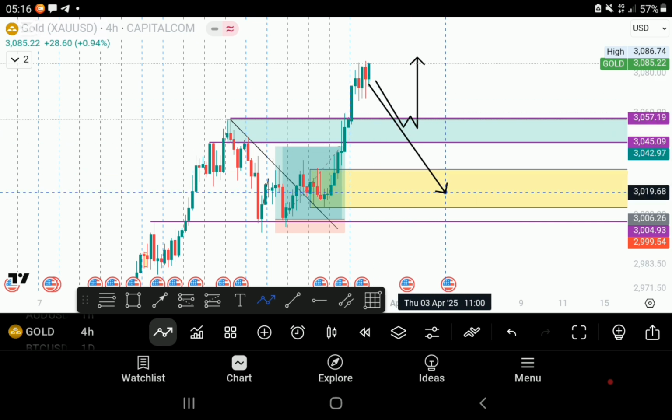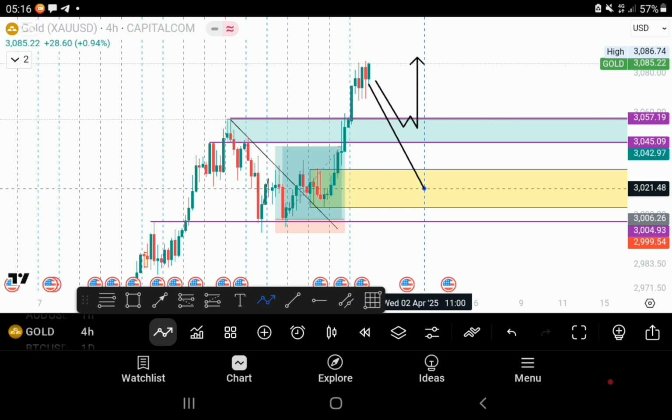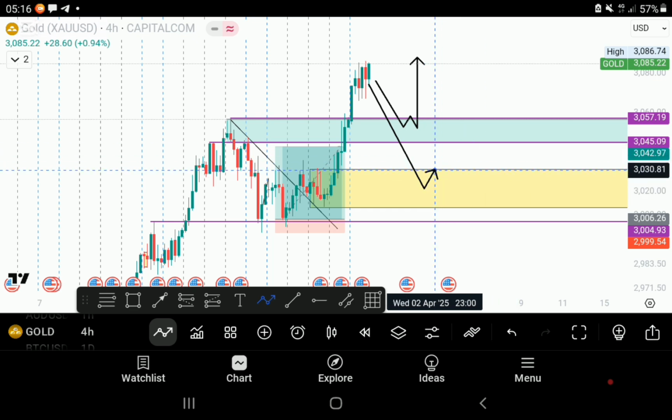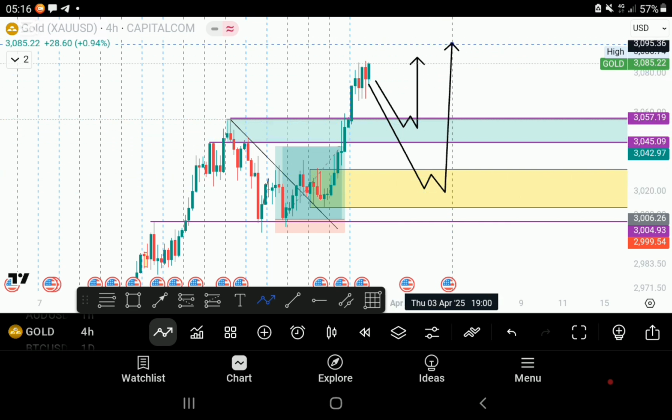Or else we wait for the market to come down to this zone. This is the perfect zone. If the market can come and tap into this zone, then it's a clear confirmation without any fear. We are going to the upside. So these are the two scenarios we are expecting for gold this week.